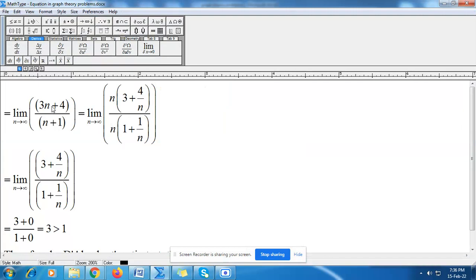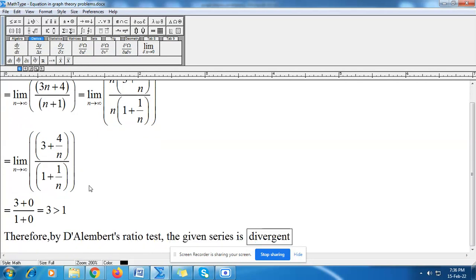Now take n common for both numerator and denominator. Then n is cancelled for both numerator and denominator. We have this. Then as n tends to infinity, 1 by n tends to 0. 3 plus 0 by 1 plus 0, which is 3, it is certainly greater than 1. By D'Alembert's ratio test, the given series is divergent.